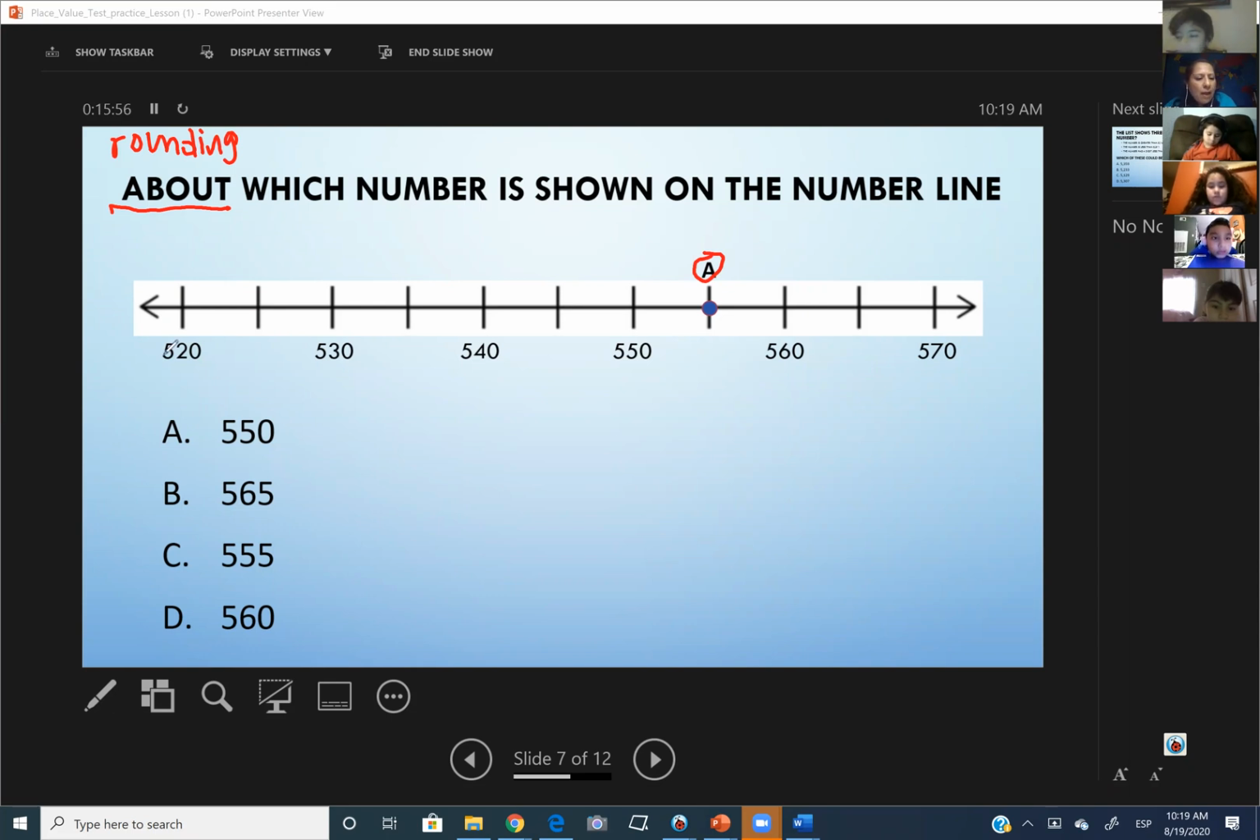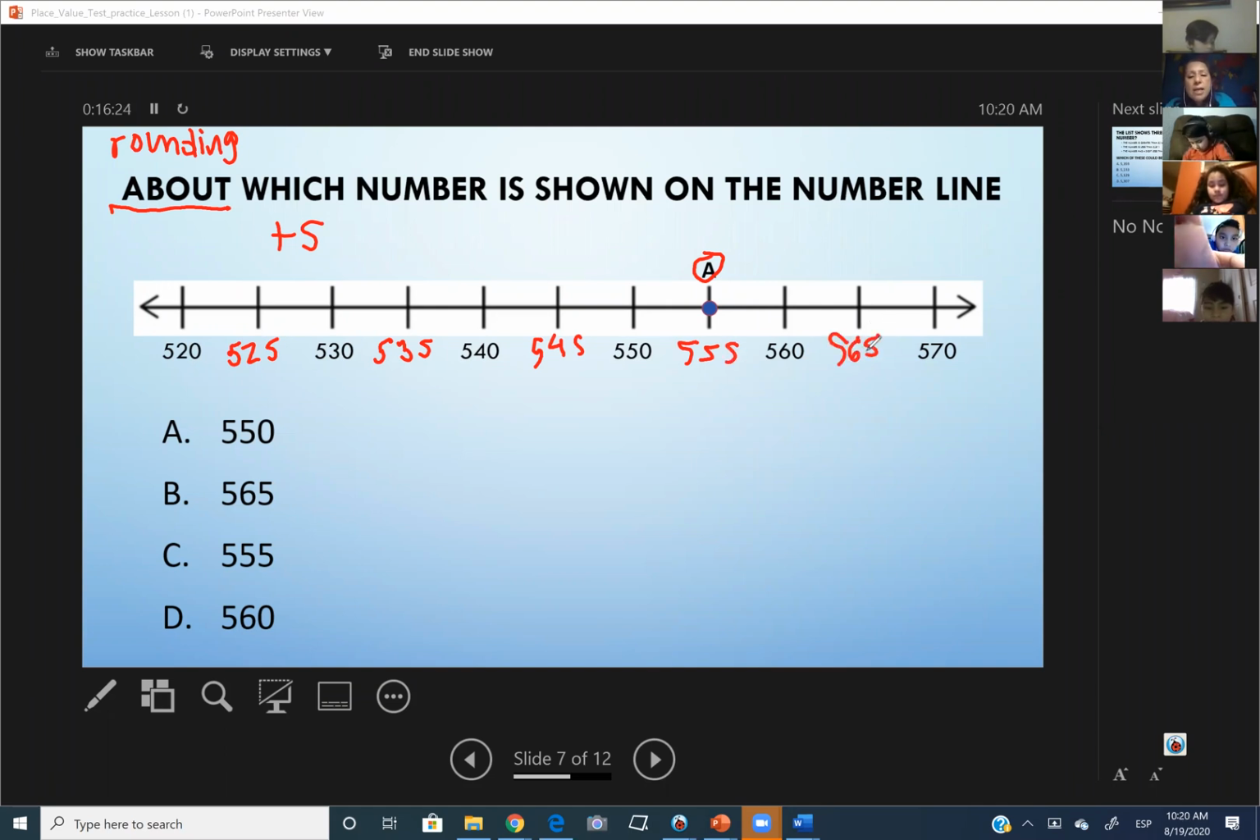So of 520 and 530, the number in between is 525. Then it's counting by fives. My pattern is by fives. So the next ones we're going to have are 530, 535, 545, 555, and 565 are the missing numbers.